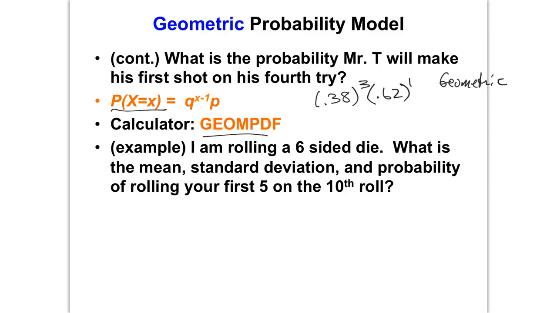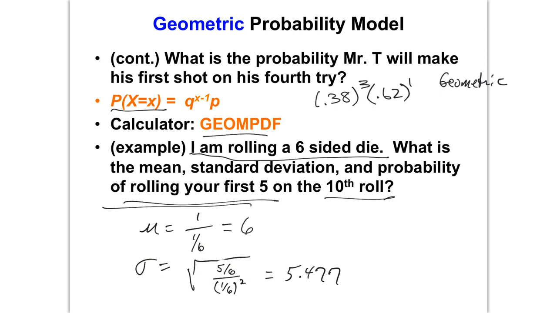Okay, and then this problem says, I am rolling a 6-sided die. What is the mean, standard deviation, and probability of rolling your first 5 on the 10th roll? Pause the video and see if you can try that. So finding the mean is 1 over 1/6, which is 6. And that would be, I would expect to have to roll the die 6 times before I get my first 5.